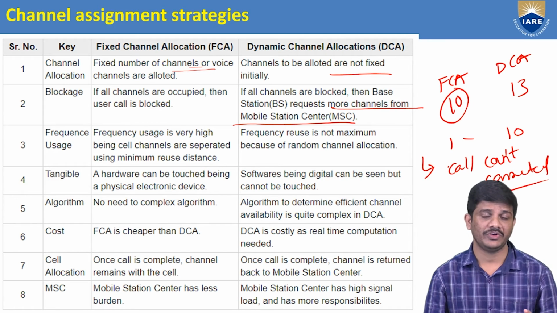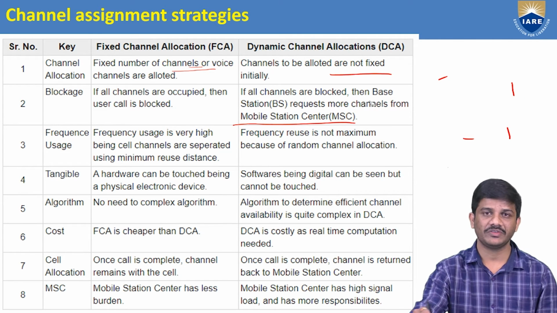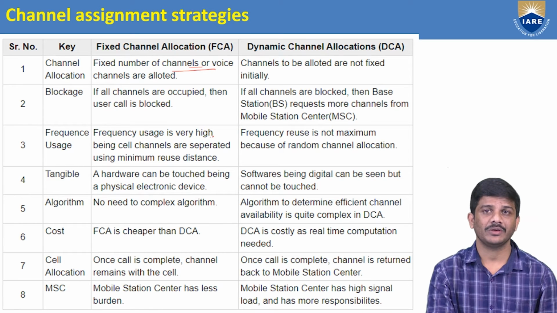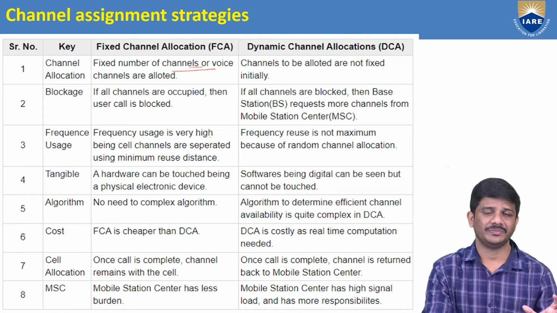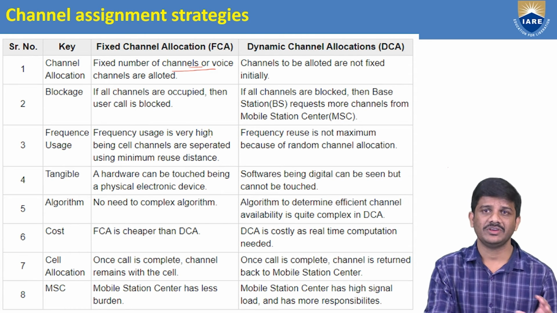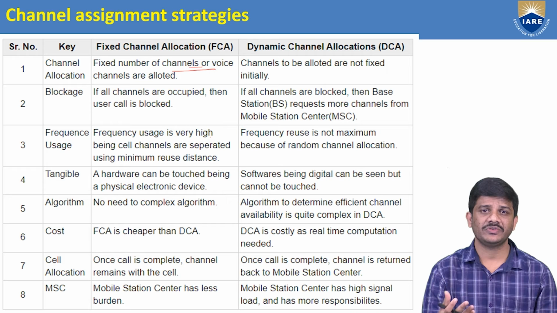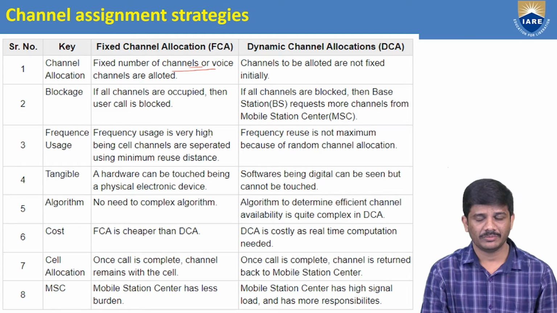Coming to frequency usage. See here, what is the frequency usage in the fixed channel assignment and the dynamic channel assignment. Here the frequency use is very high, because the call channels are separated using minimum reuse distance, because those are fixed. We are unable to change the channels, but being fixed they have high frequency use. But coming to here, the frequency use is not the maximum, because of random channel allocations. If we need, we can take a request. But in the fixed case there is no chance to take channels from the mobile switching center.